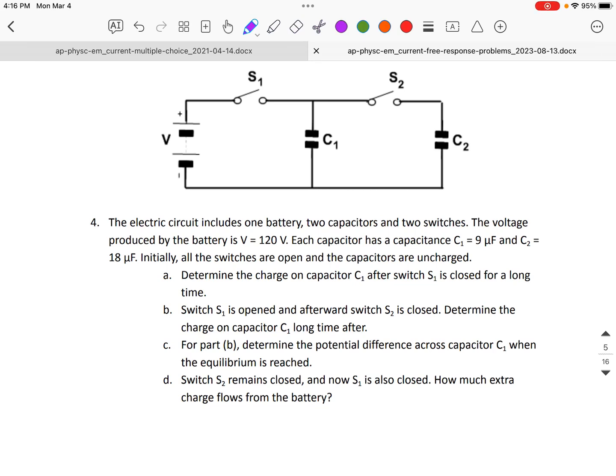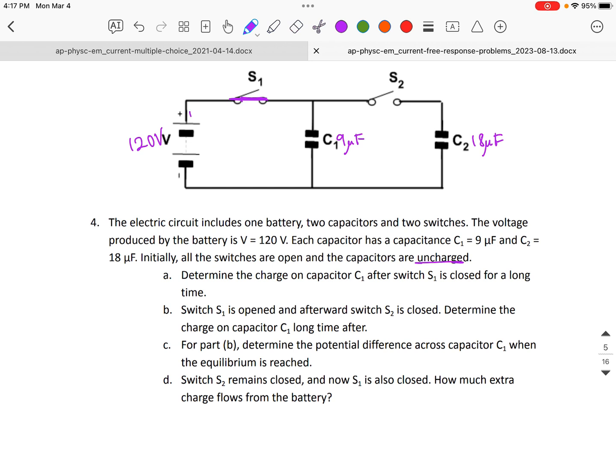For problem number 4, we've got a charge on capacitor C1. It's 9 microfarads. C2 is 18 microfarads. And the voltage on the battery is 120. Initially, we've got all the switches open, and then the capacitors are uncharged. And then C1 closes after a long period of time.